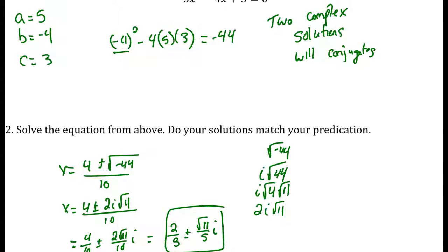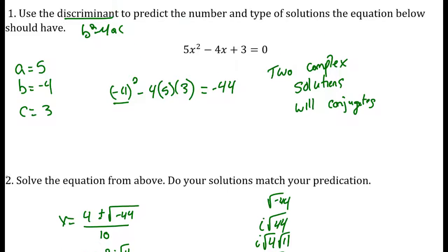I predicted they'd be complex. They are. Are they conjugates? 2/5 plus radical 11 over 5i, 2/5 minus radical 11 over 5i. They are conjugates of each other. So when we solve quadratic equations that have a negative discriminant, their solutions will be complex.